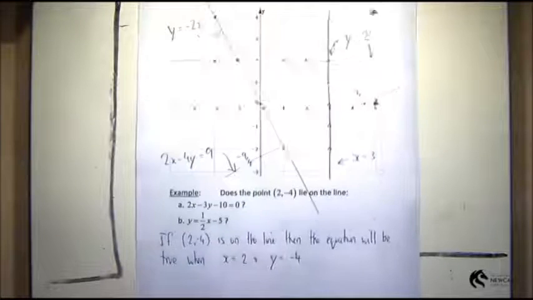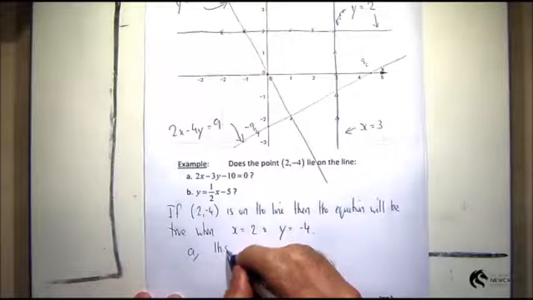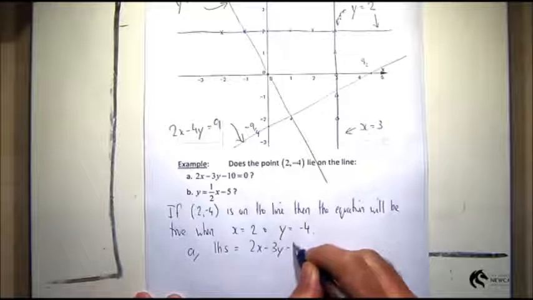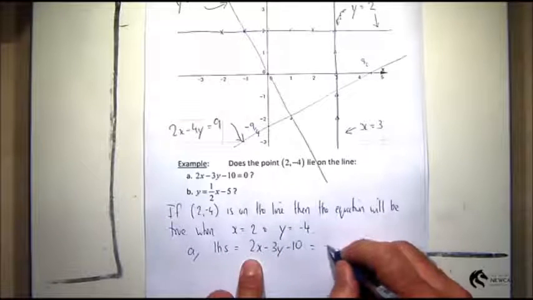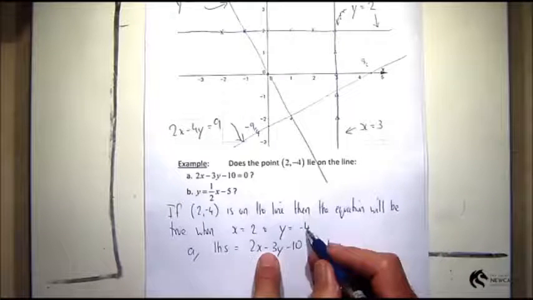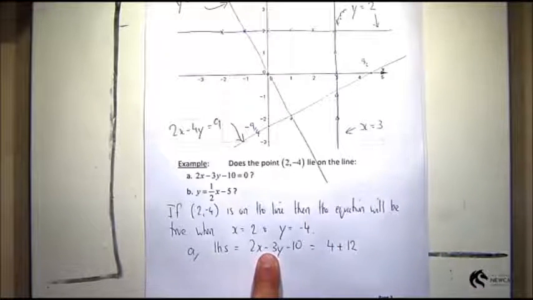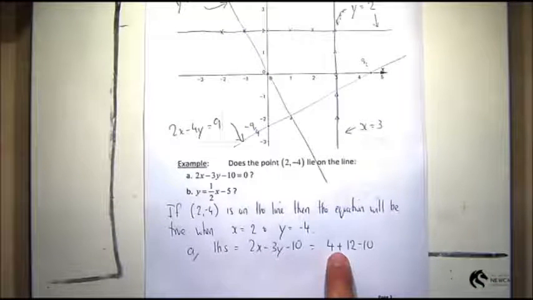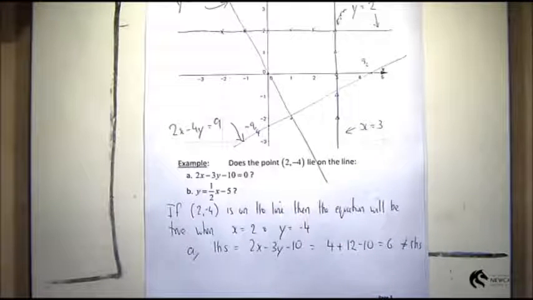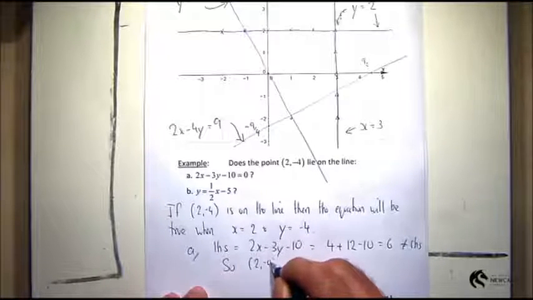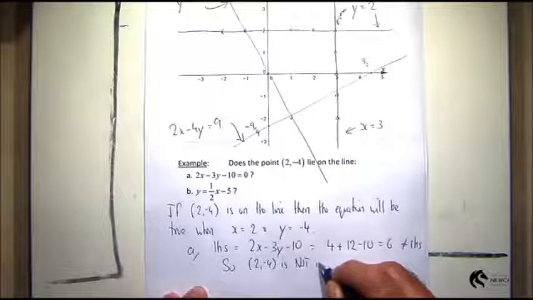So for part A, the left-hand side is 2x minus 3y minus 10. Let's put in x equal to 2 and y equal to minus 4. I have 2 times 2 is 4. I have minus 3 times minus 4 is plus 12, minus 10. So I've got 16 minus 10, that's equal to 6. That is not the right-hand side. So that tells me that the point 2, minus 4, in fact, is not on this line.